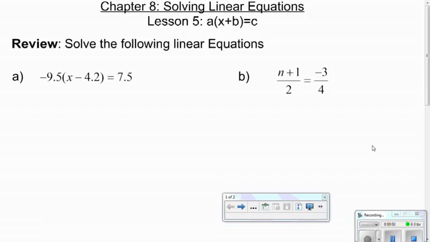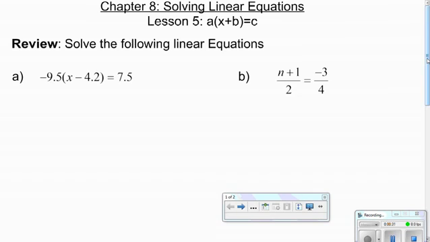Okay, we are continuing on with the idea of solving linear equations that involve coefficients, as well as using distributive property, and maybe having multiple terms that might require multiplication or division. Okay, so moving on, we're going to include some more problem solving in today's lesson. Before we go there, I would like you to do a couple of review questions.